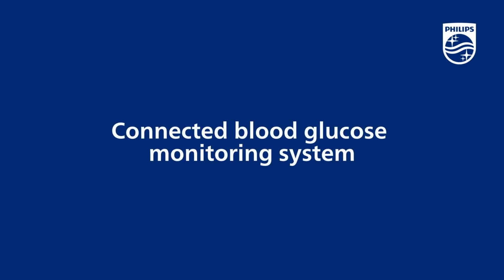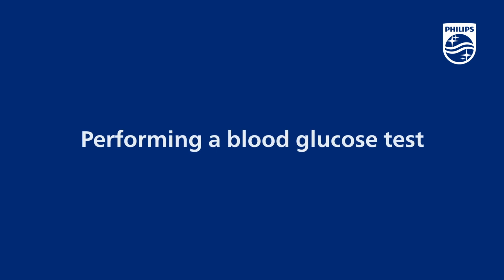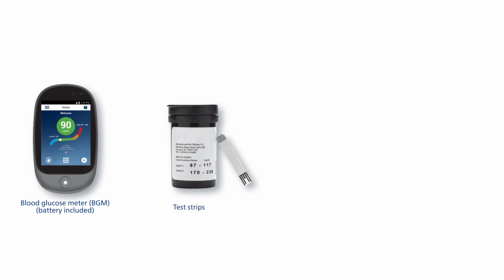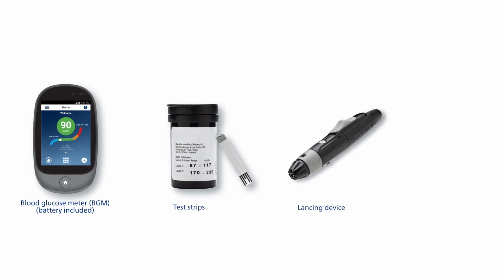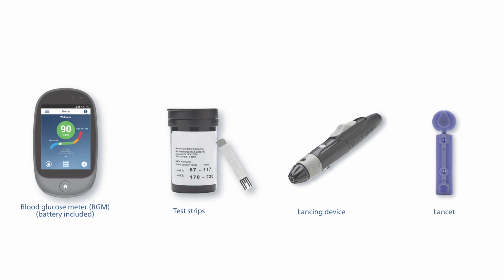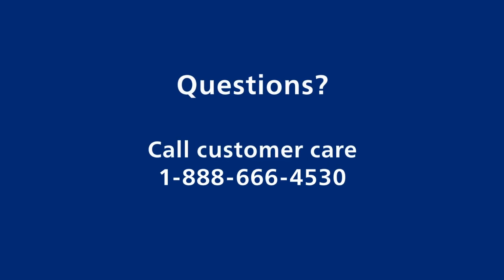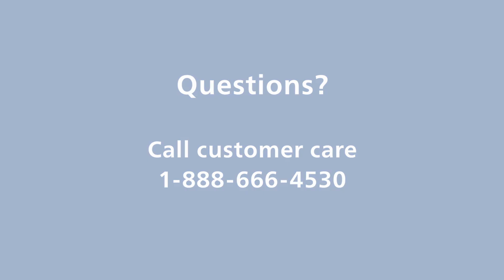In this video, we'll walk you through how to perform a blood glucose test using your connected blood glucose meter. Start by making sure you have all the supplies you need to perform a test. In addition to your meter, you should have a bottle of test strips, a lancing device, and a fresh lancet. If you need additional supplies or need any additional assistance with any of the steps in this video, give us a call for support.